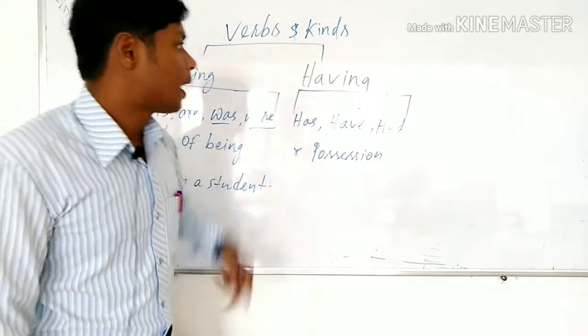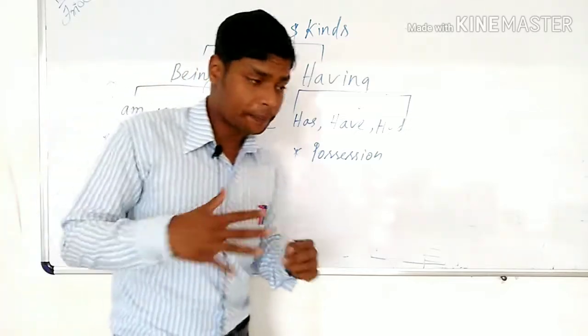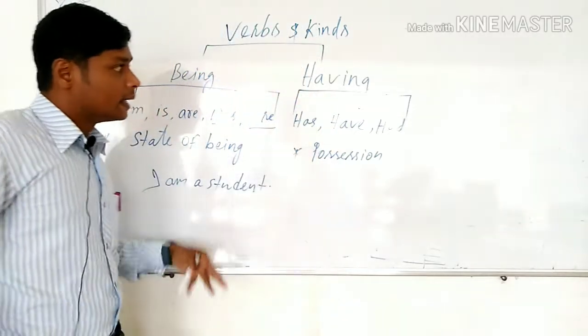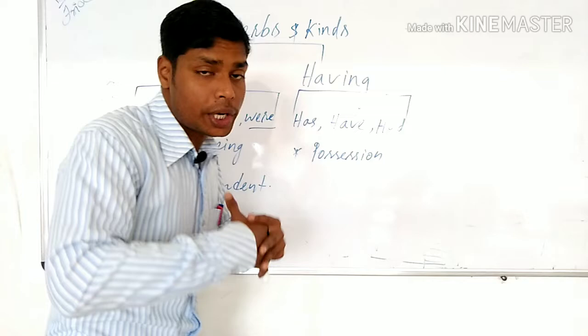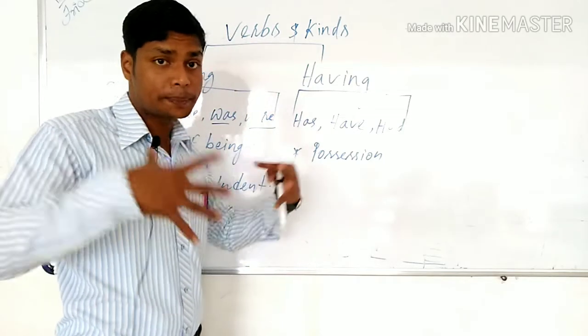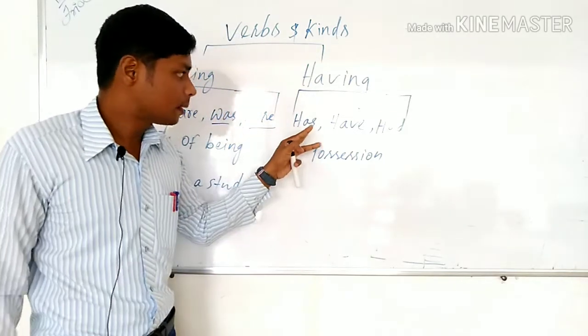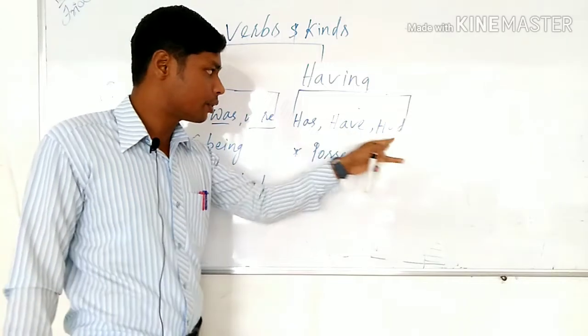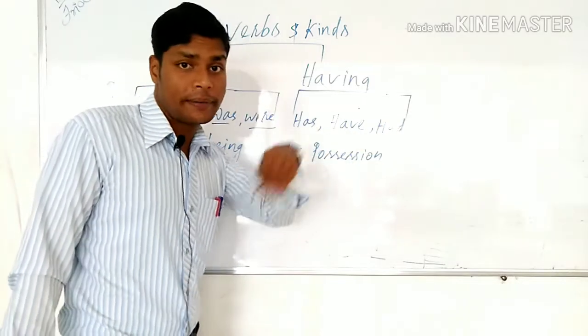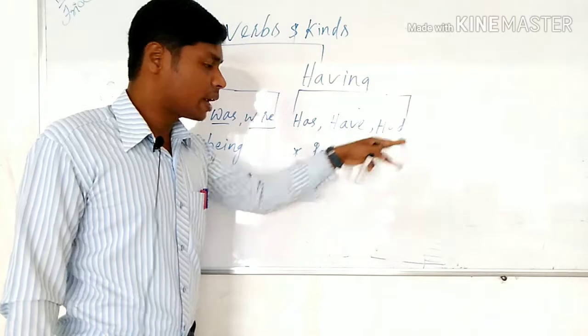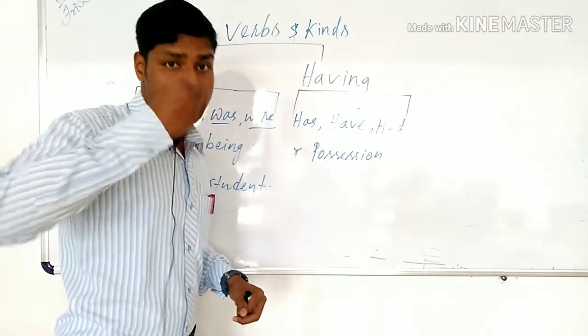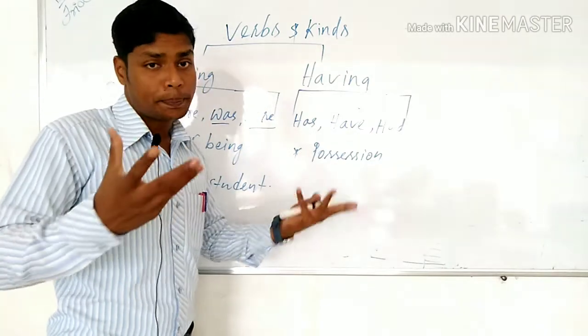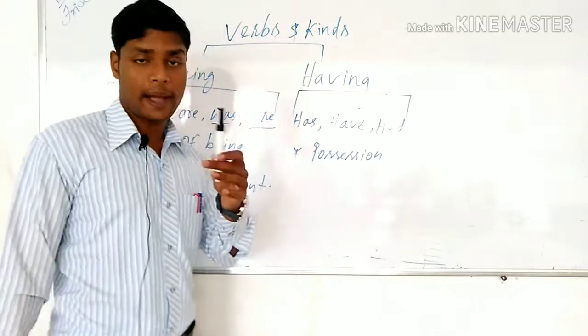Now let us come to the having verb. What is this having verb? Having verbs denote some possession. They are telling us about some possessions. For example, has, have and had. These three verbs are called having verbs because we use them in a sentence to state possessions. For example, I have a marker.